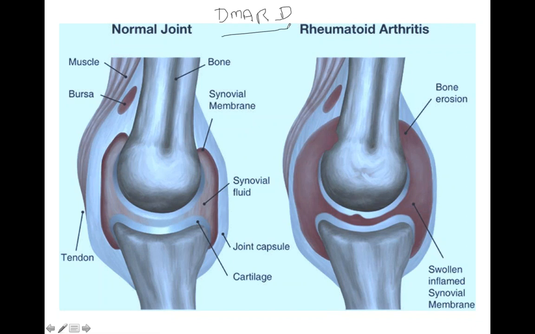NSAIDs are anti-inflammatory. Steroids will also reduce the inflammation, but they will not delay the progression of the disease. Only agents which will reduce the progression of the disease are DMARDs, disease modifying anti-rheumatic drugs. So we can give the patient sulfasalazine and hydroxychloroquine. Various DMARDs are given in the notes, like sulfasalazine, hydroxychloroquine, TNF alpha antagonists.